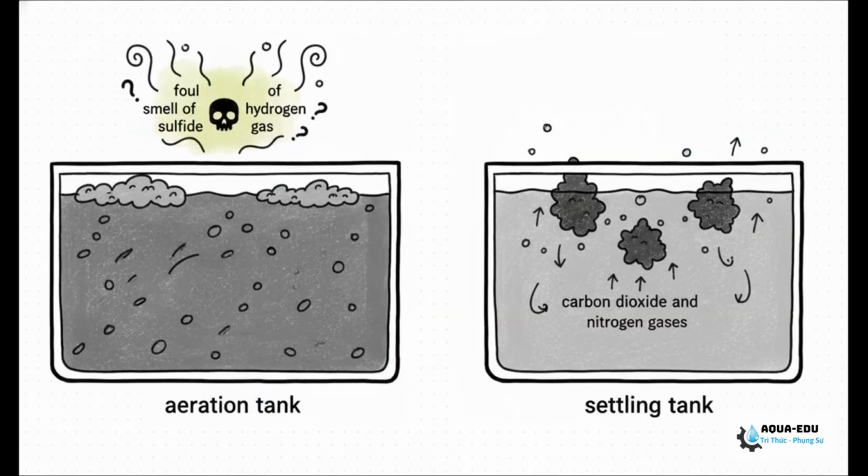Then, as we hit that 30 to 60-minute mark, the biological breakdown becomes visible and, well, fragrant. You'll start to catch that distinct, foul smell of hydrogen sulfide gas. You'll probably see black or gray foam popping up sporadically across the aeration tank, and the water itself will shift to a dark gray. Over in the settling tanks, carbon dioxide and nitrogen gases from the dying anaerobic sludge will actually cause clumps of it to float right up to the surface.